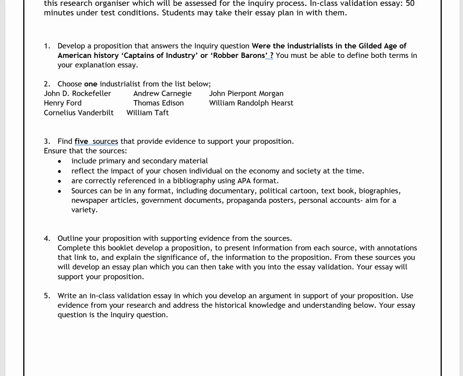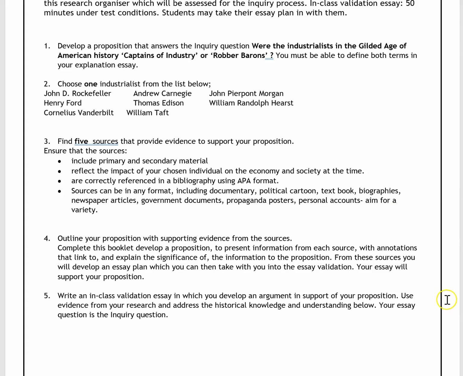Now, your sources can be anything. They include documentaries, a political cartoon, a textbook, biographies, newspaper articles, government documents, speeches, propaganda posters, personal accounts or diaries, what family members might be talking about. I mean, a lot of these families are still in existence today. So, look for a variety. The more sources you can look at, the better in terms of variety.